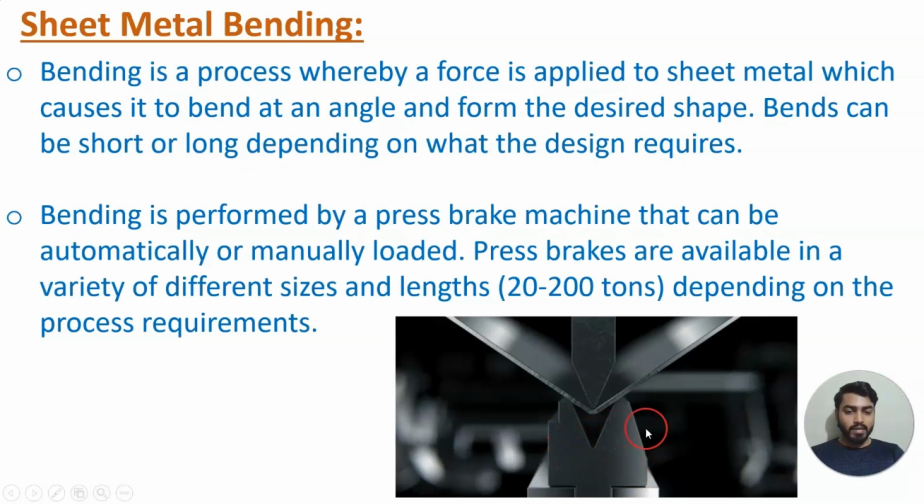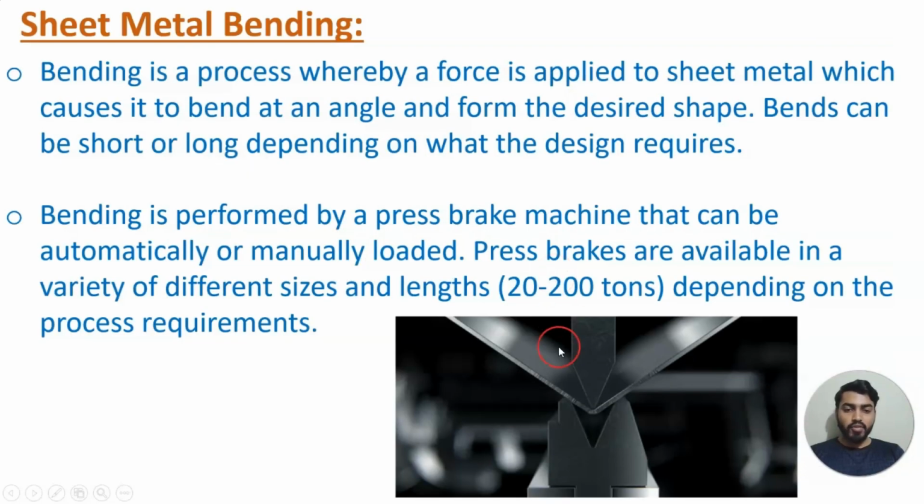As I told before, the die is there, and in between we keep the sheet. Above it we have the hydraulic ram. When the hydraulic ram comes down, the hydraulic pressure acts on the sheet. We already know the sheet thickness is very small, so when this pressure comes onto the sheet, it bends within the die shape. Whatever shape we have, we get that shape as output. Bending is performed by a press brake machine that can be automatically or manually loaded. Press brakes are available in a variety of sizes and lengths, from 20 to 200 tons, depending upon the process requirements. How much pressure we need to give determines the machine we purchase, according to our requirement.